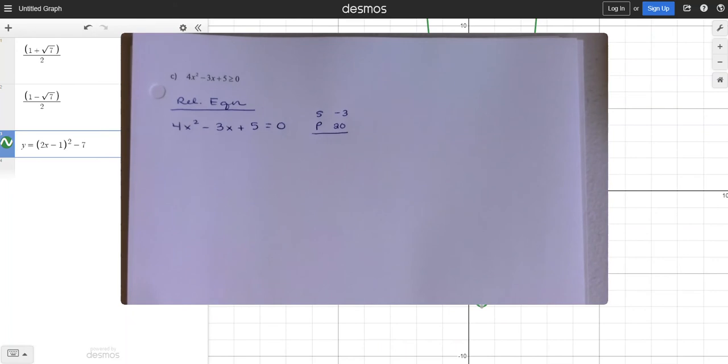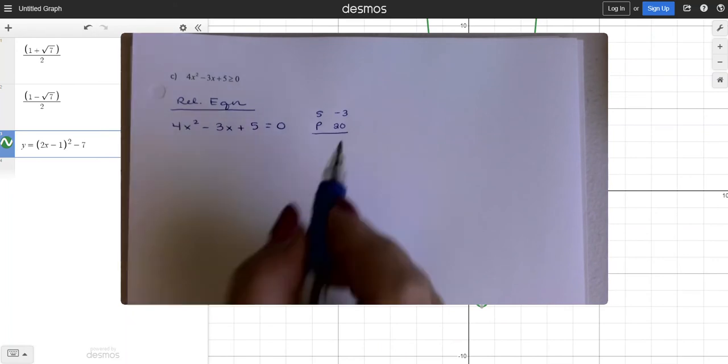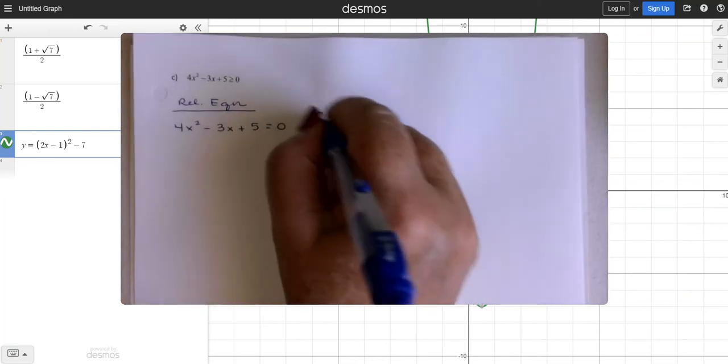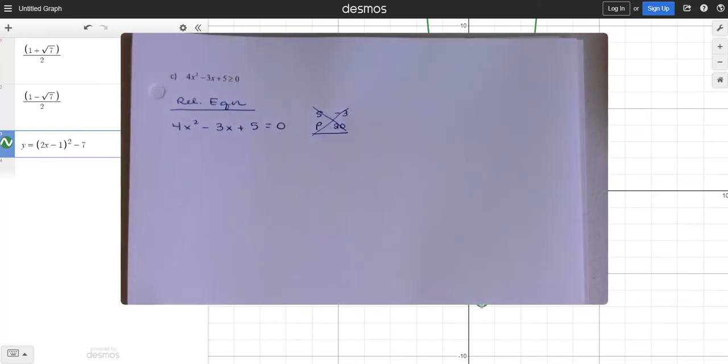And I don't think I can do that. 1 and 20, 2 and 10, 4 and 5. None of those are going to give me that sum of negative 3. So I'm not going to be able to solve this one by factoring. So I am going to have to fall back on the quadratic formula this time.